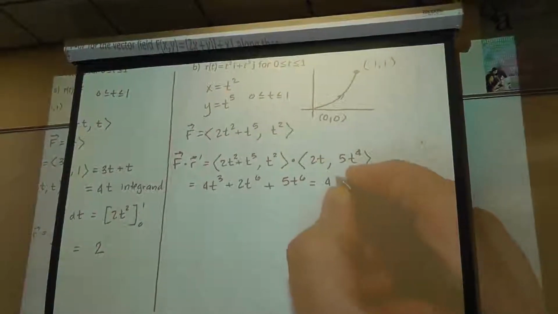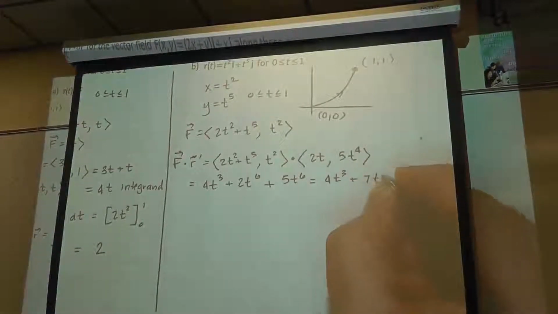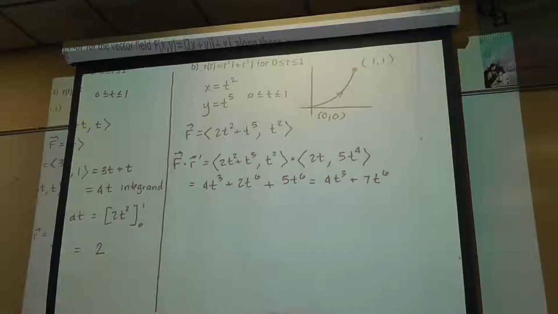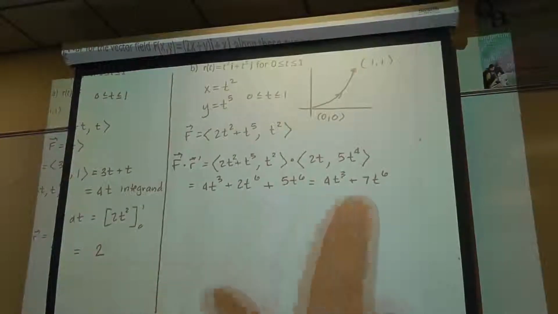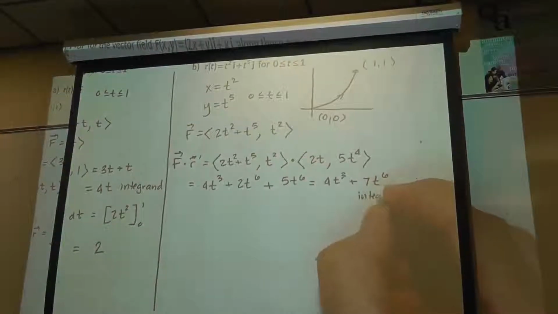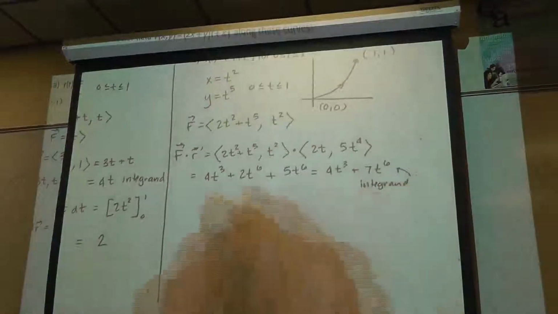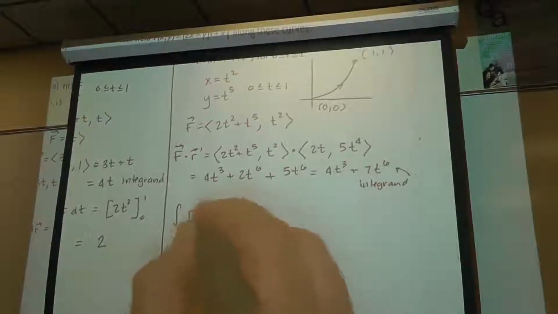Everything is leading me to believe that this should be a completely different value. But I'm probably setting out a spoiler by saying this. 4t to the 3rd plus 7t to the 6th. There's my integrand again. So that's what I want to put inside my f dot dr integral.